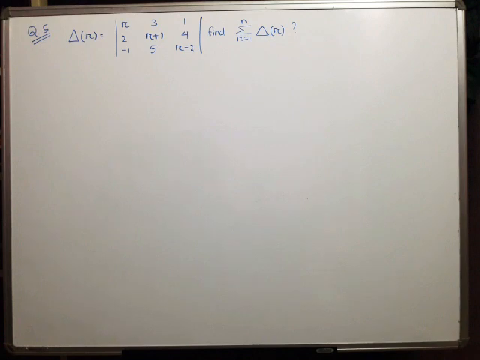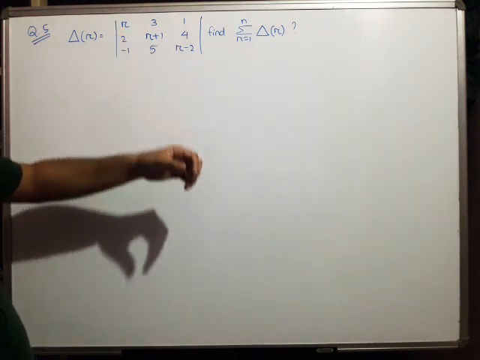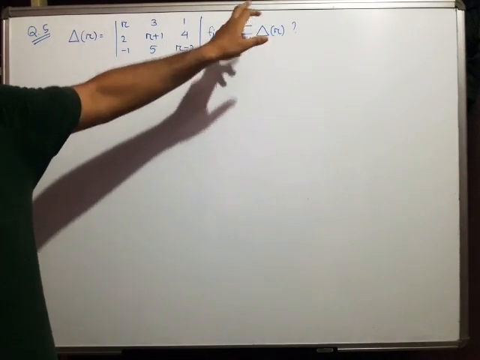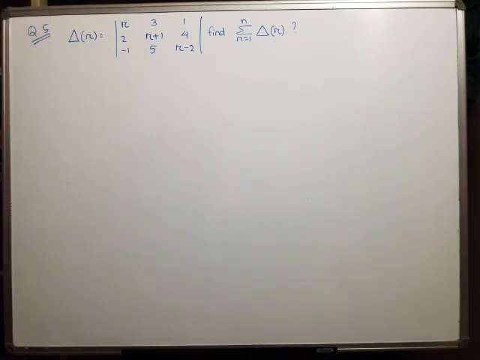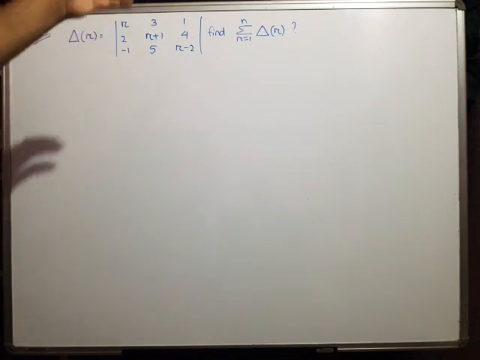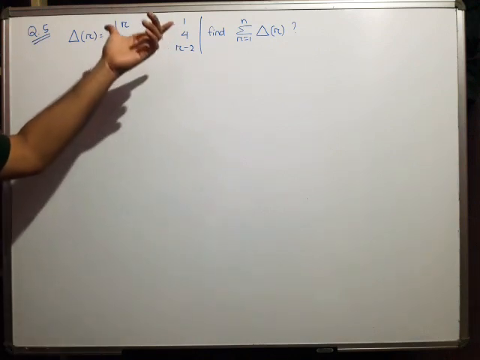Now consider this example. Delta of r is given as this determinant, and we have to find the sum of this determinant from r equals 1 to n. In the previous examples, functions of r were either in a row or in a column. In this case, functions of r are in every column and every row. So to solve this, first we have to simplify the value of this determinant.